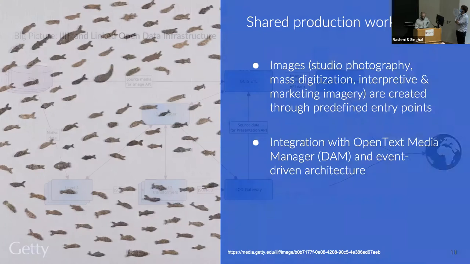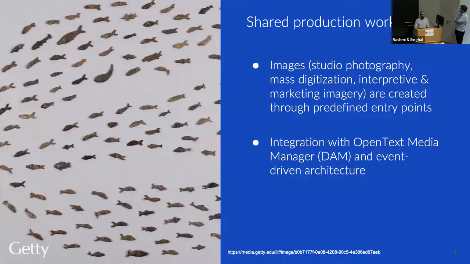We not only have a shared software architecture, we also have some production workflows that have been standardized over time. So our colleagues that manage the contents don't have to ask, where do I put this image? How do I do this? There are workflows for generating studio photography, for mass digitization, for marketing images. For example, when you create a marketing image, any image, you put it on OpenText, which is one of our source systems. We have a custom interface where you click on a checkbox that says publish to IIIF, and that triggers a series of events that are managed by the task manager to create the manifests and the IIIF images.